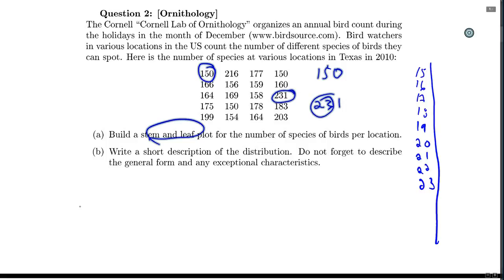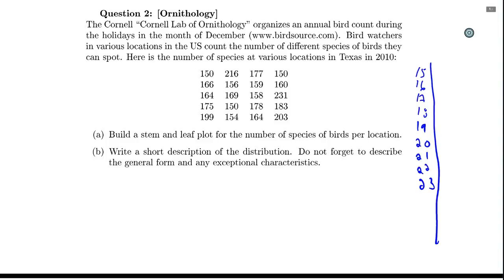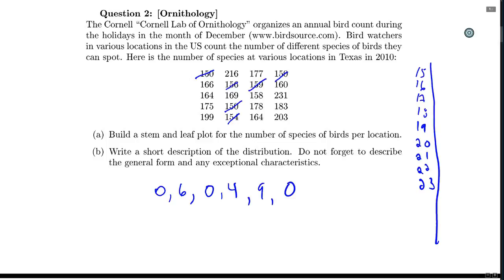We'll start with 150, so this is the stem 15, and then we need to put our leaves in ascending order. We'll have to be careful. I have 150, and then I have 156, so the leaves would be 0 and 6, and then I have 150, 154, and then what else? We have 159, 150, and then I think that's it. Now I'll put the leaves in ascending order. So I have 3 zeros, a 4, 6, and a 9. These are the leaves for the 150s.